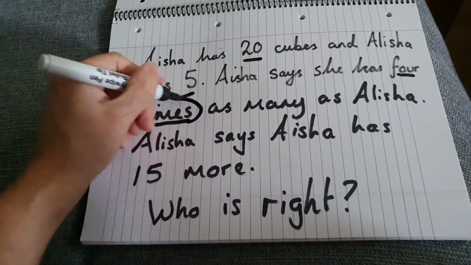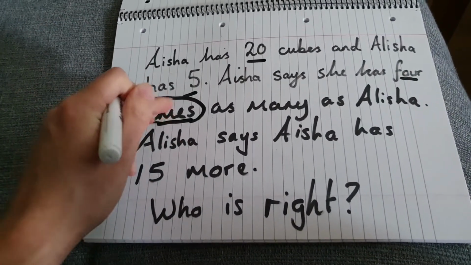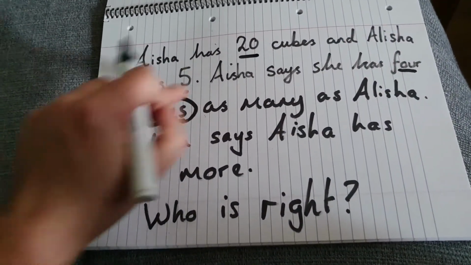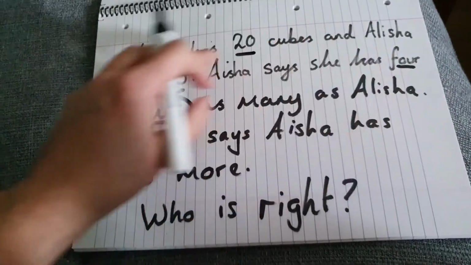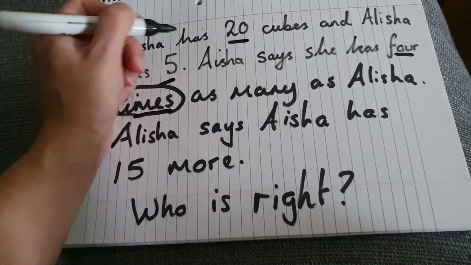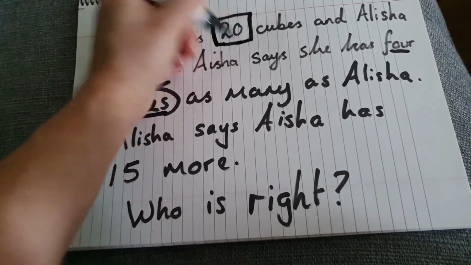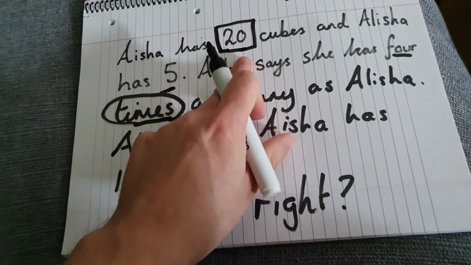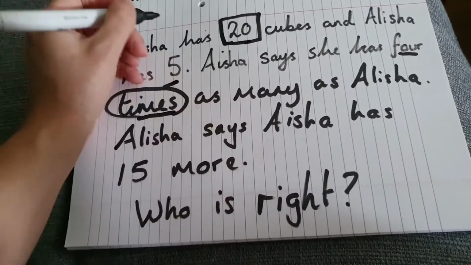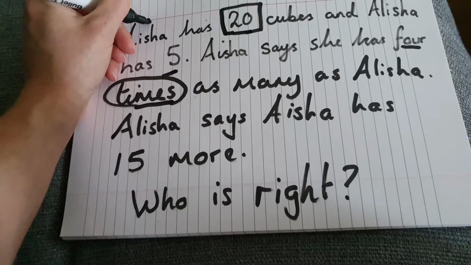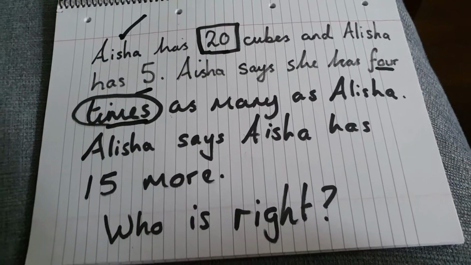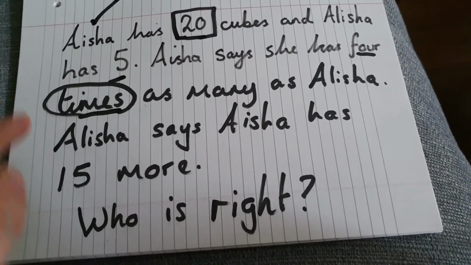4 times. Times there is the clue. We are doing multiplication. So as many as Alicia. Alicia has 5 times 4. Okay. We take 5, we multiply it by 4. 5 times 4 is 20. Yes, Aisha does have 4 times as much as Alicia. So Aisha is correct. However, we don't stop there. We test every part of the problem.